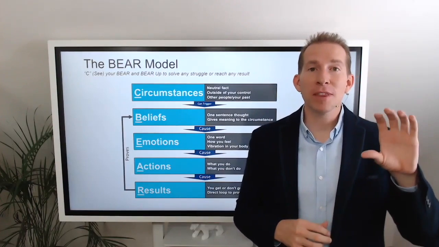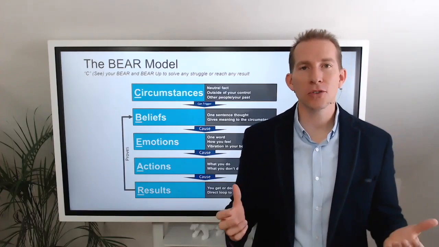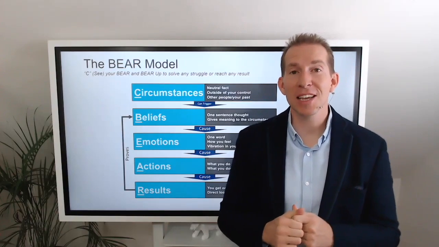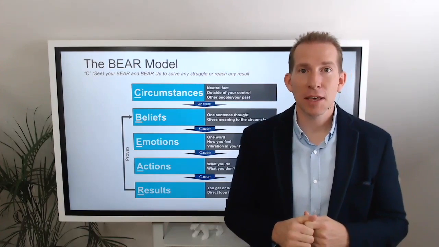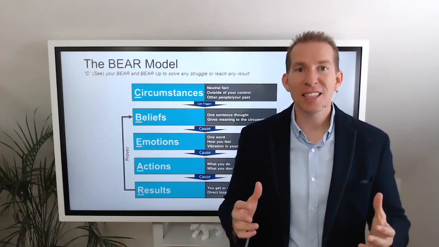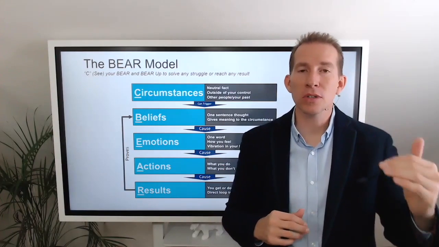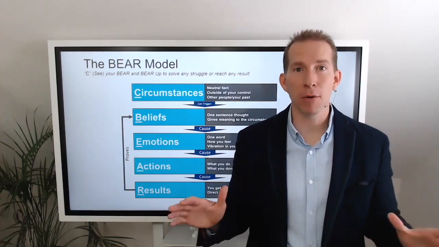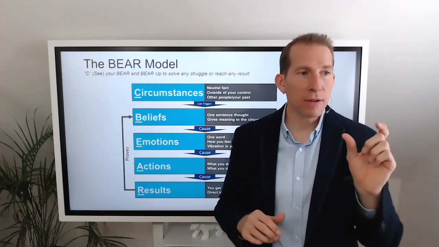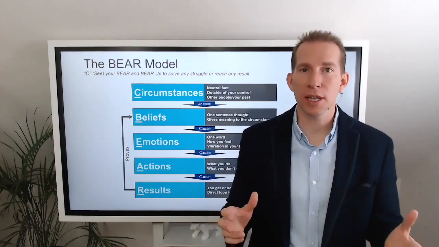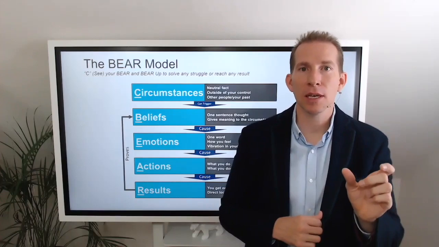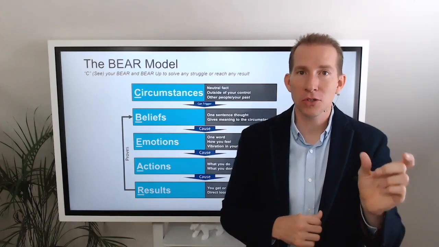So it starts off with C for circumstance. So what is a circumstance? A circumstance is a neutral fact. It can be proven in the court of law. It's something that if somebody were to hear it or say it, it could be true for everyone. Now, the point of saying neutral is because there's no emotion attached to it. If you're adding any judgment, then it's no longer a circumstance.